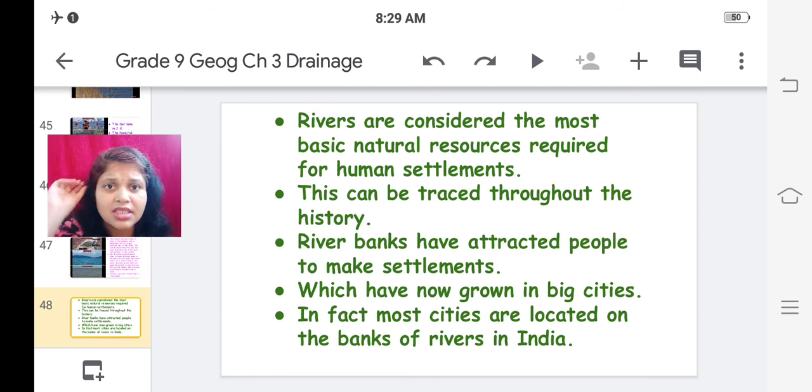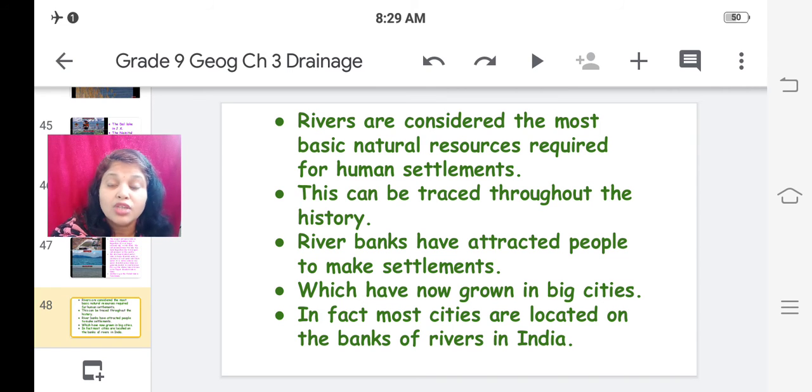It's just a simple thing, because water is our basic need, and we get fresh water from the rivers. So to have settlements near the river is a good idea. So the settlements done by the humans are done near the river water. So it can be traced throughout history.